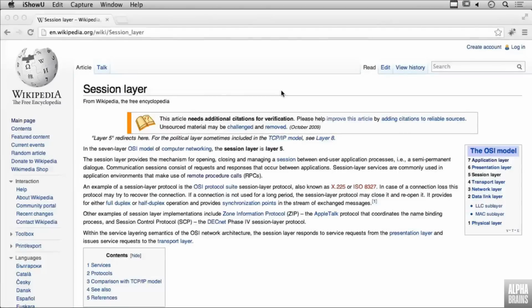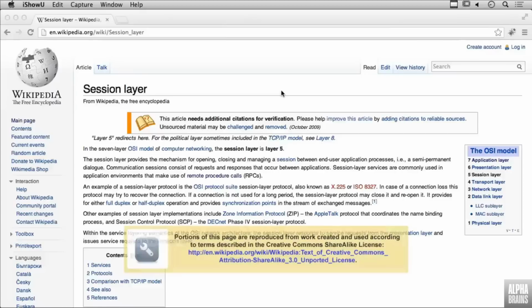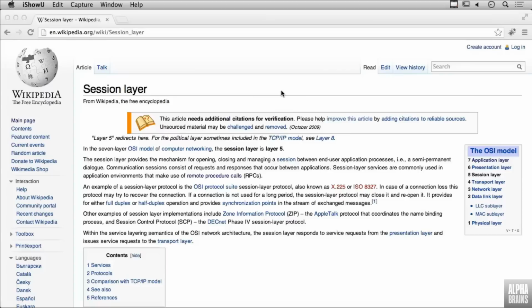In this lesson, we're going to be talking about the purposes of the session layer. The session layer is layer 5 of the OSI model, and it's really there to do session management. The application probably manages this. It's probably not something separate.